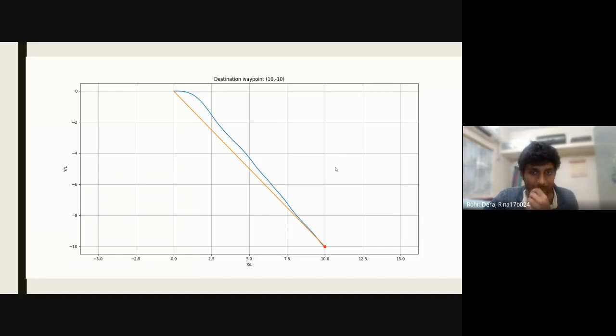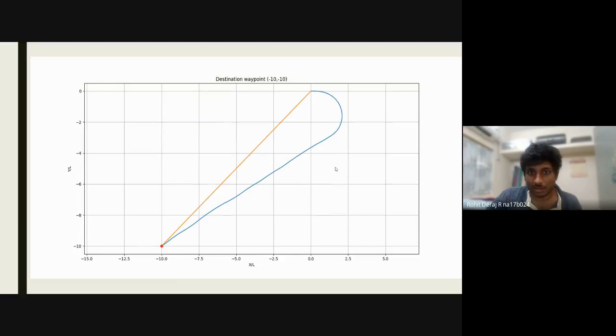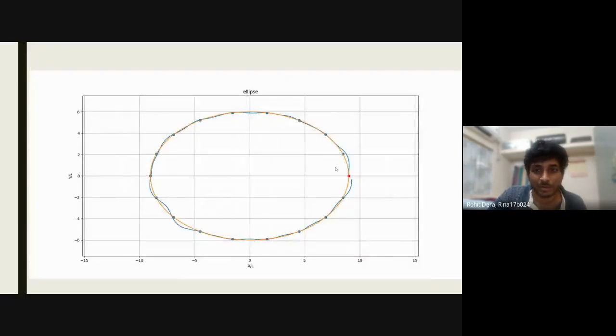So these are the results that I obtained for destination waypoints in the different quadrants. And since the agent is able to successfully reach destination points, I want to see if it is able to track a trajectory. So I chose an ellipse and discretized its perimeter into waypoints and saw if the agent is able to reach the destination waypoints and track the trajectory.